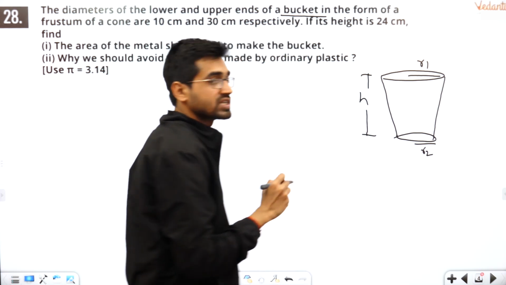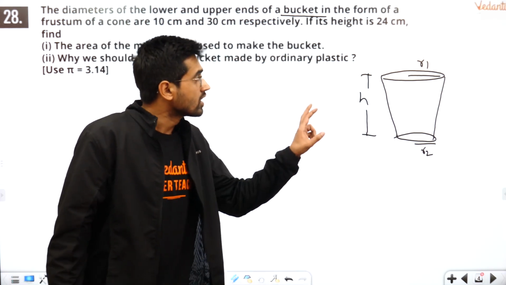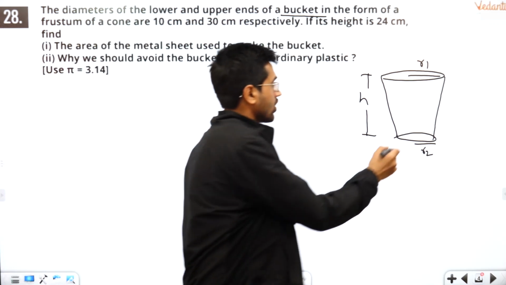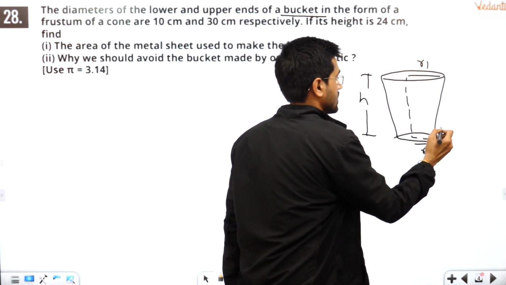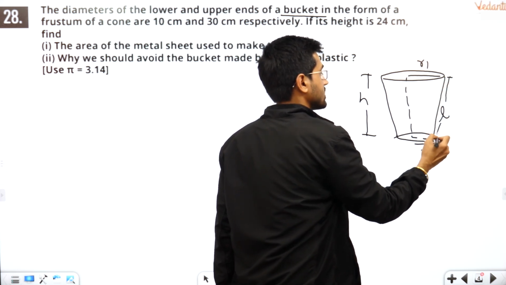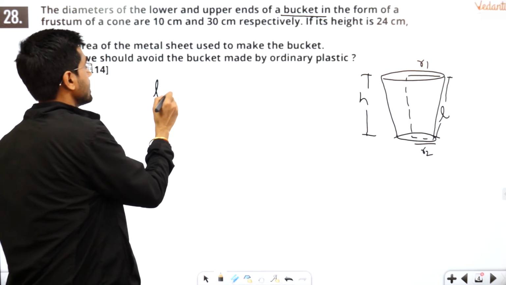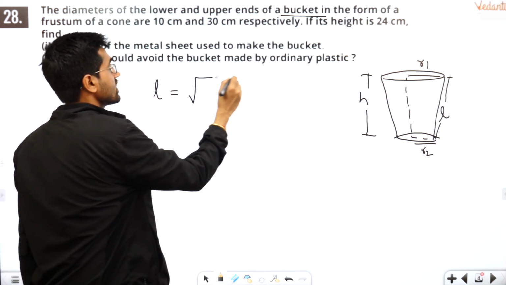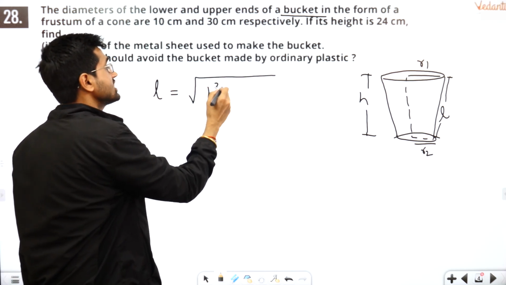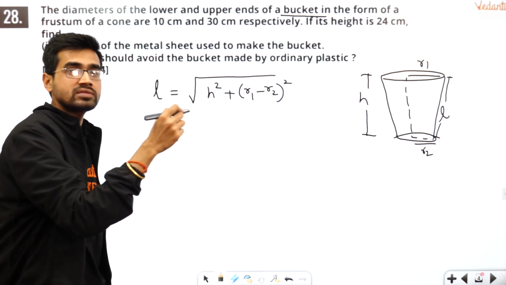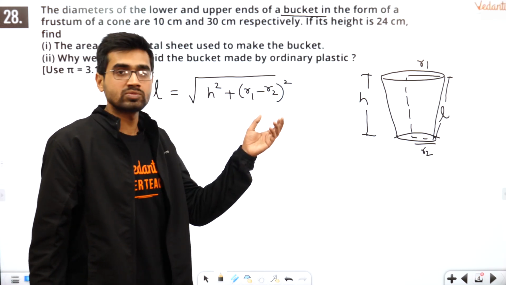Now in that situation, try to understand this. You need to find the curved surface area. For that you need the slant height L of this bucket. I hope you know this is L, the slant height, okay? H is the vertical height. Now the formula for finding L is root over H square plus (R1 minus R2) whole square. R1 minus R2 means the bigger radius minus the smaller radius.